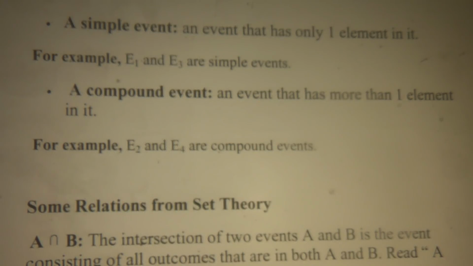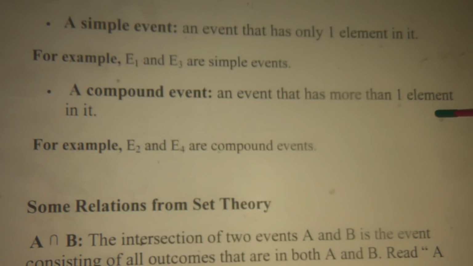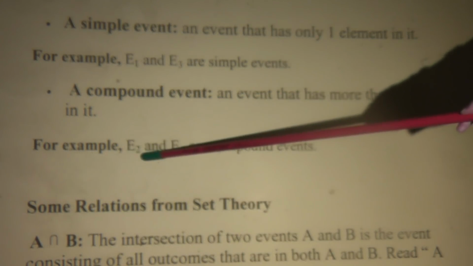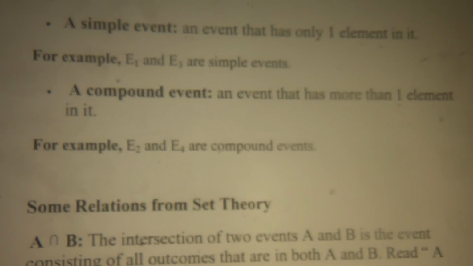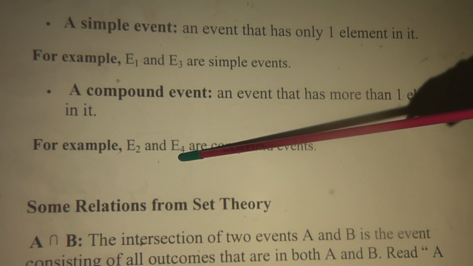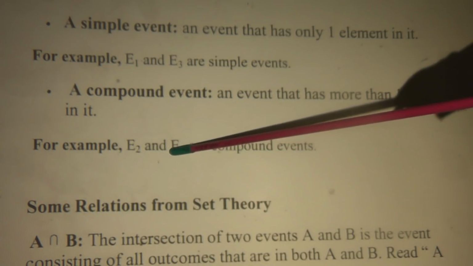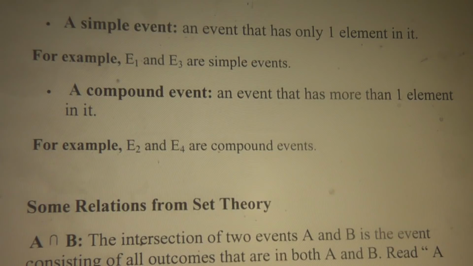A compound event is an event that has more than one element in it. For example, E2, head-tail, tail-head. E4, we see a head on the first throw, head-tail or head-head. They all have more than one possible outcome. So E2 and E4 are what we call compound events.